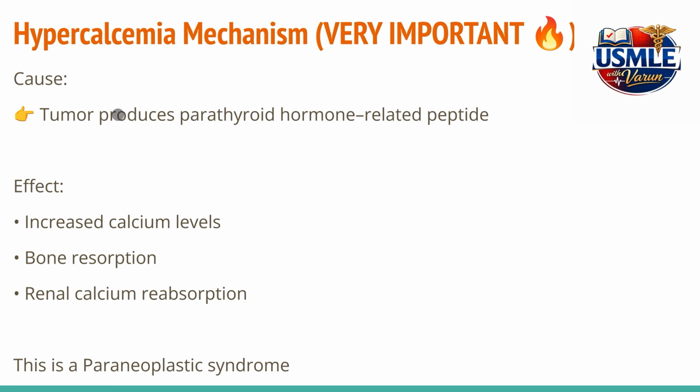One of the most important features of squamous cell carcinoma is hypercalcemia. This occurs because the tumor produces a substance that is similar to the parathyroid hormone. This leads to increased calcium release from the bones and increased reabsorption in the kidneys. So, if a patient with a central lung mass has high calcium levels, squamous cell carcinoma is the likely diagnosis.